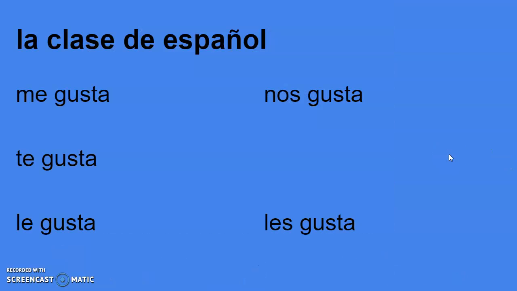So remember back in Spanish 1, we had me gusta, te gusta, le gusta, nos gusta, les gusta. And that is Spanish, me gusta la clase de español is singular. So we leave an a on the end.